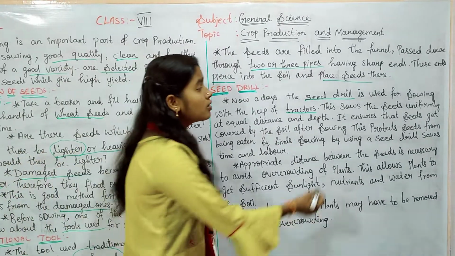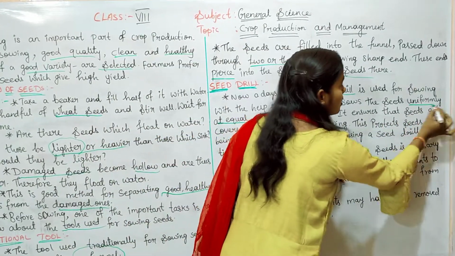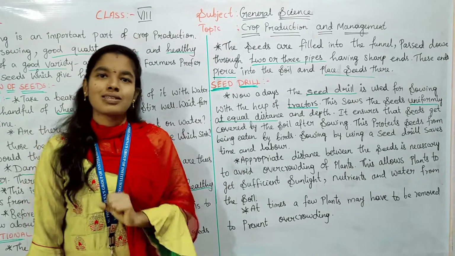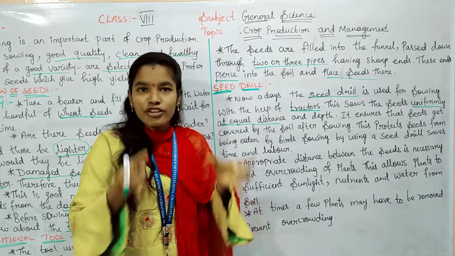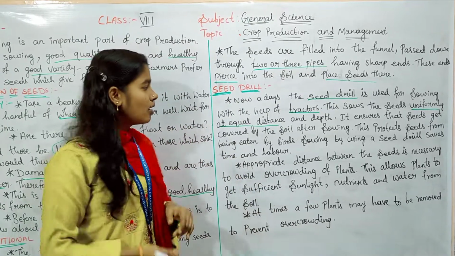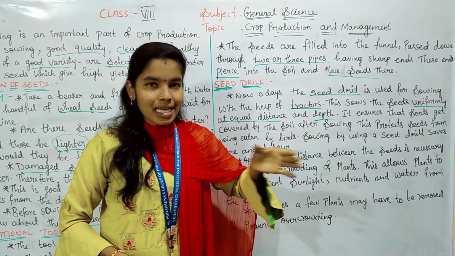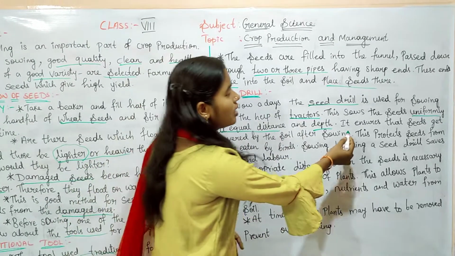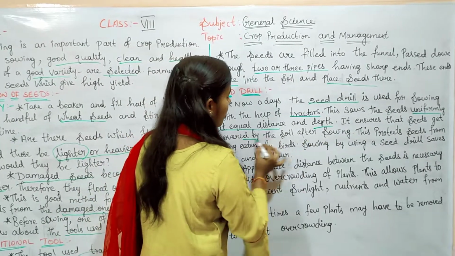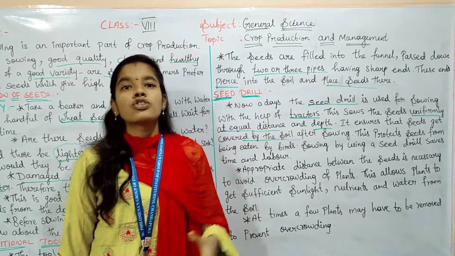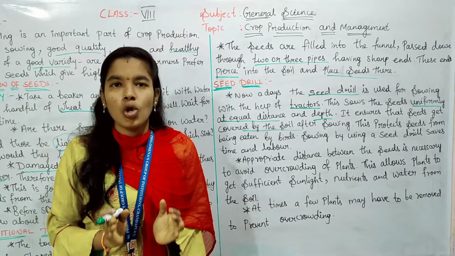This sows the seeds uniformly at equal distance. So listen here, uniformly at equal distance. The seed drill sows the seeds inside the soil uniformly at equal distance, and at equal depth as well. And it ensures that seeds get covered by the soil after sowing, that they are enclosed by soil.